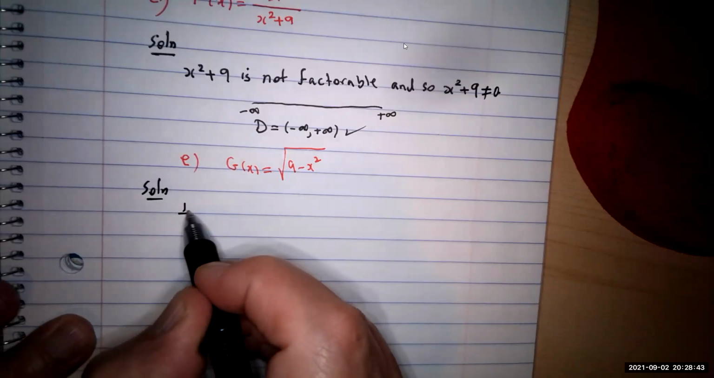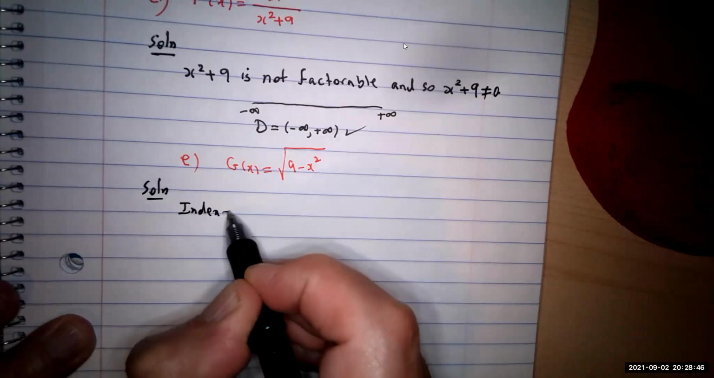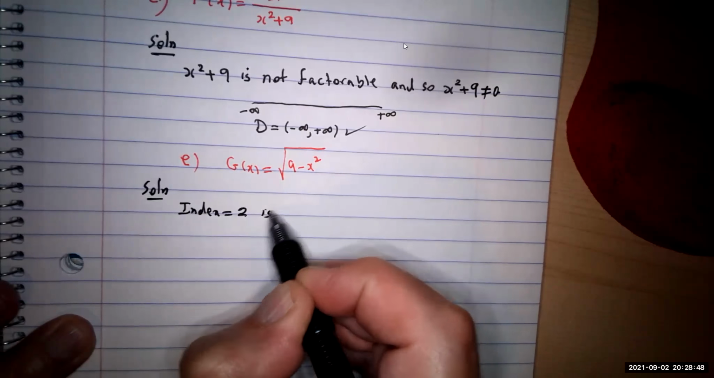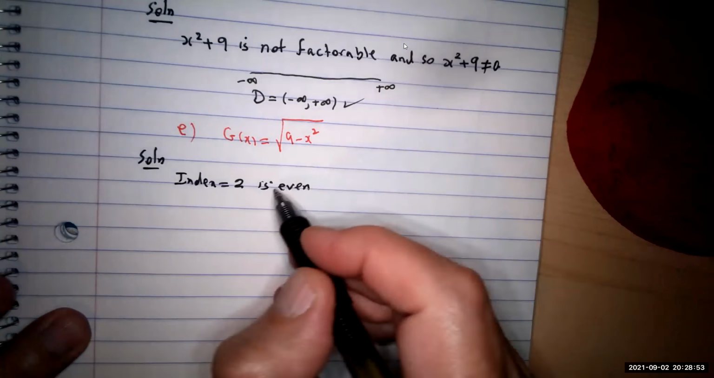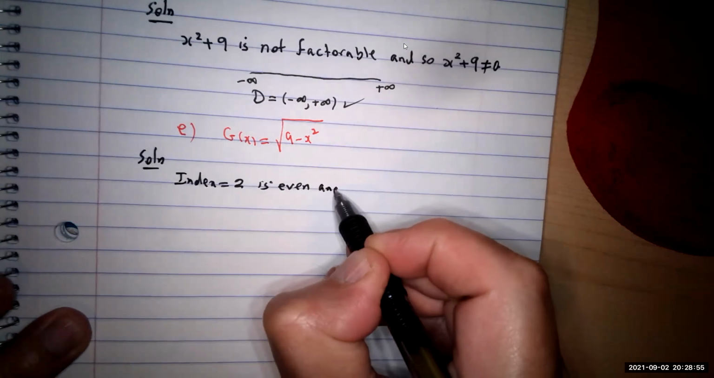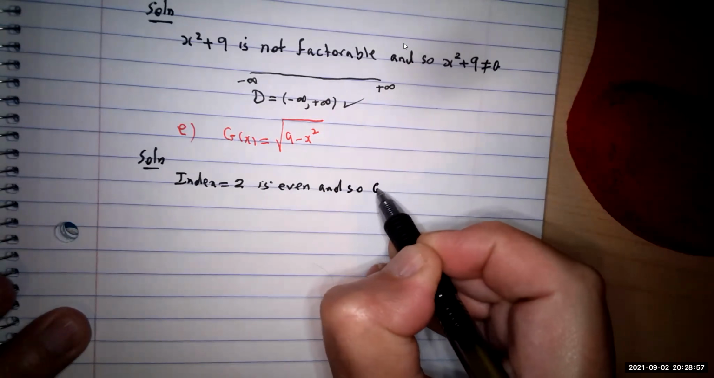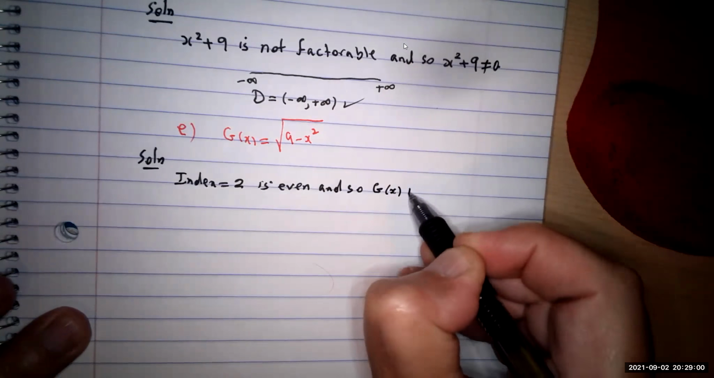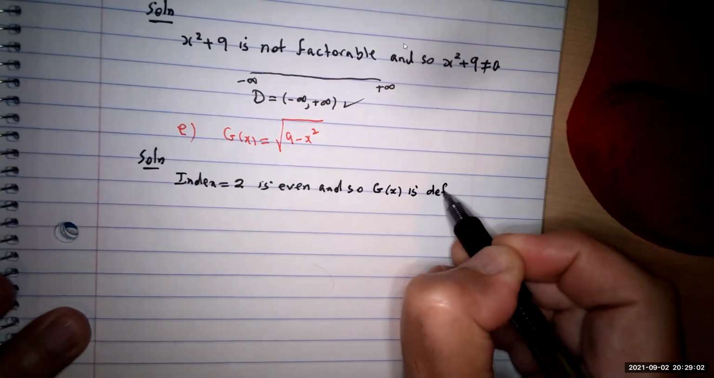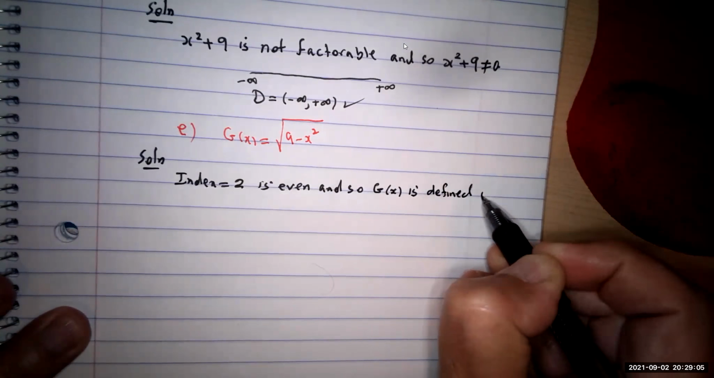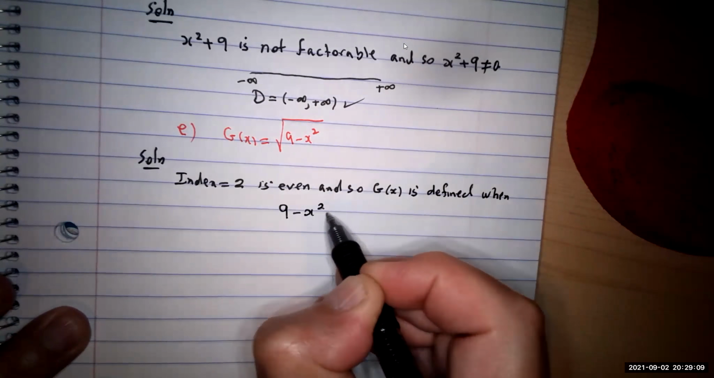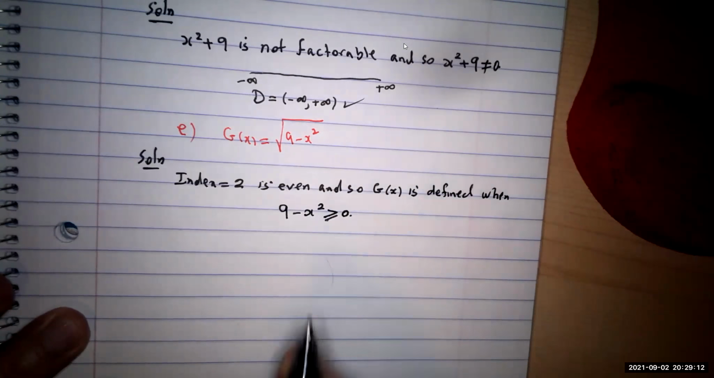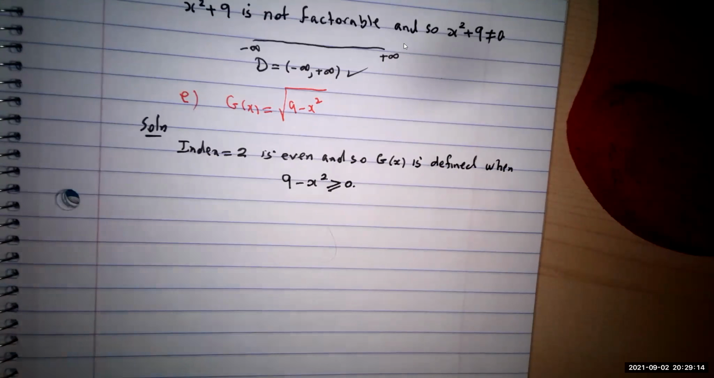So this is how we're going to explain this one. You explain that the index of the radical, 2, is even. Then you'll be in trouble. Since it's even, g of x is defined where 9 minus x squared is greater than or equal to 0. You see, that's a restriction. You cannot have a negative number.